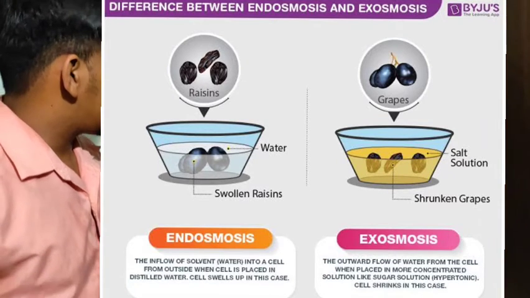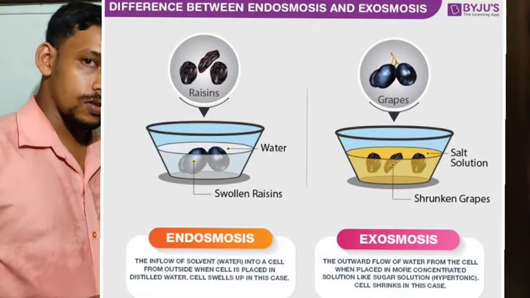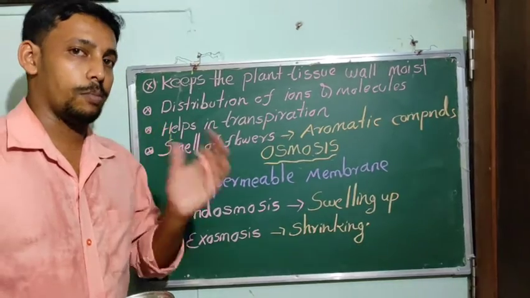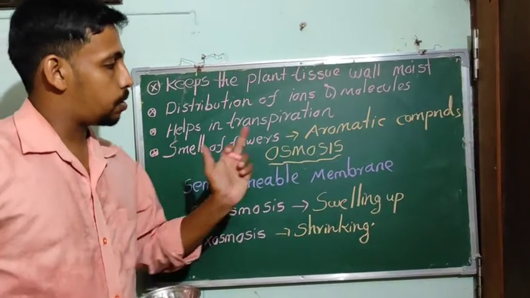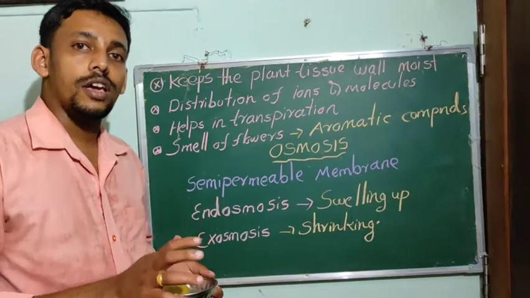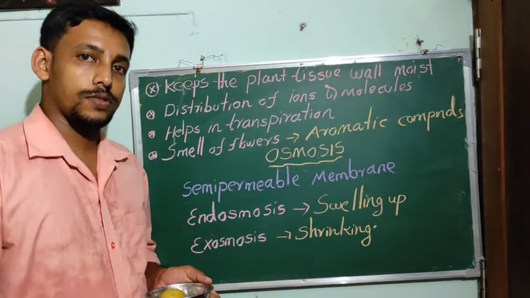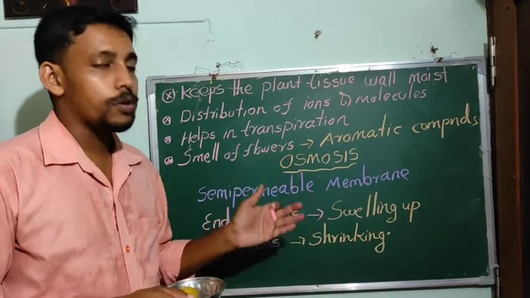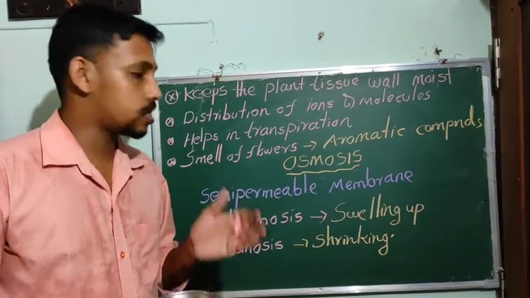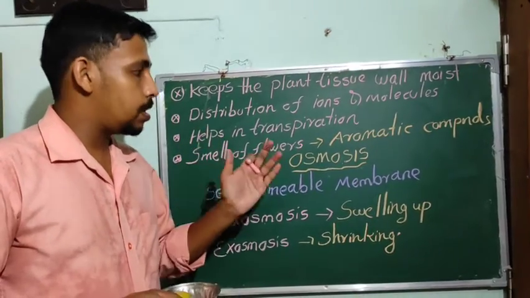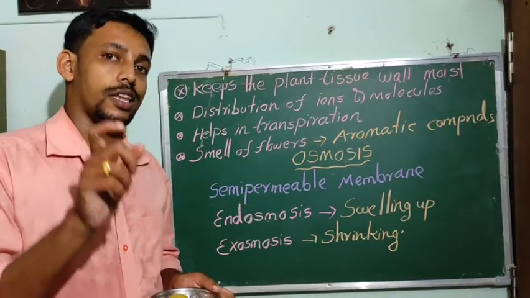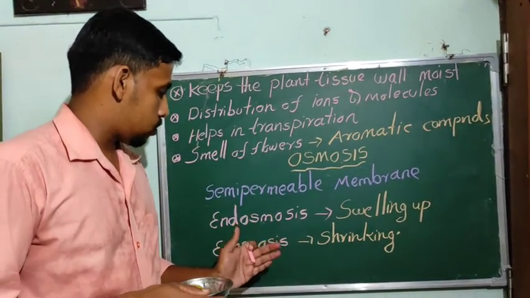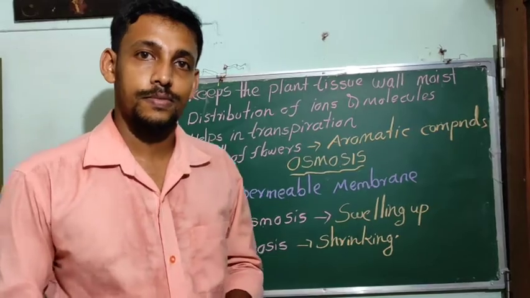So we have just studied osmosis. This process occurs only through a semi-permeable membrane. A semi-permeable membrane is a type of membrane which allows the movement of water molecules, the solvents, and prevents the movement of the solutes. The egg membrane is an example of a semi-permeable membrane, and it may be endosmosis or exosmosis.